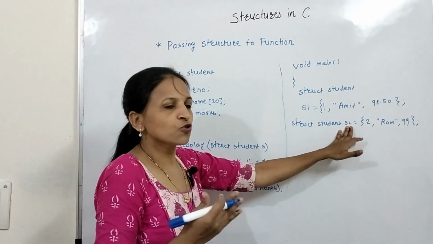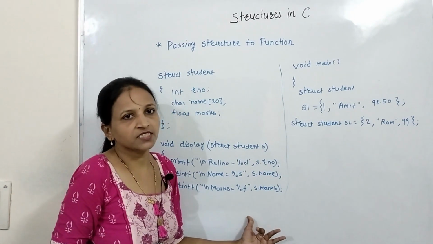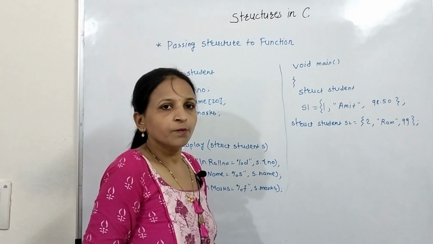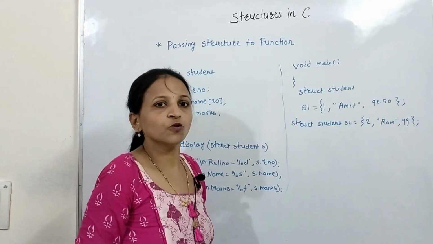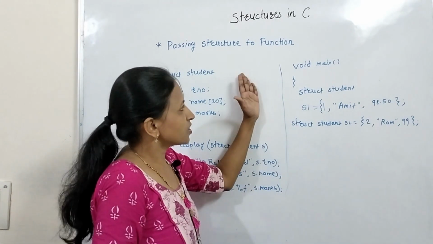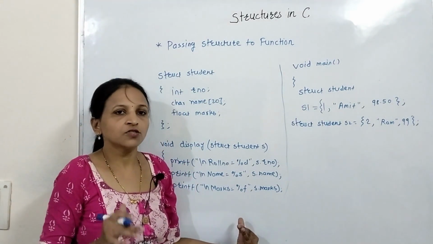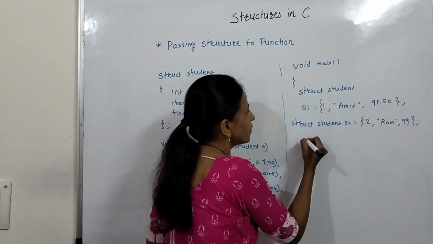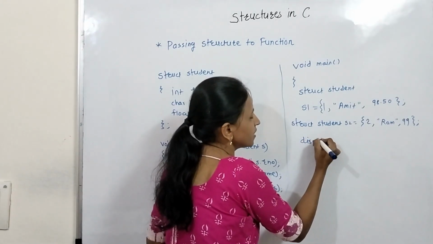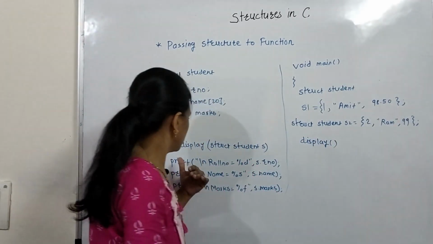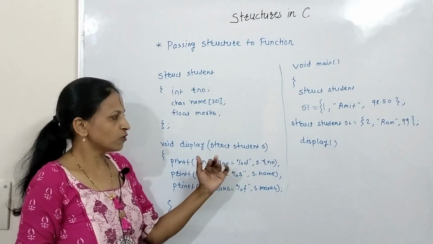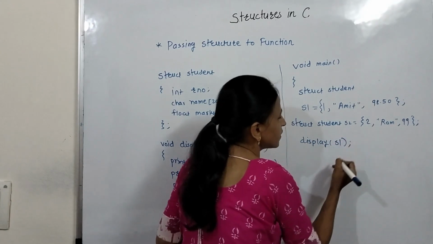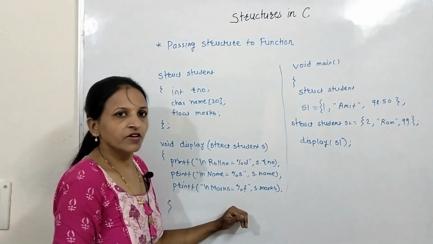S2 will get copied inside, and the data of that S2 will get displayed by this function. Just like a normal basic data type variable, we can also pass a variable of type structure to a function. This is only the concept. Now here, how to call that function: simple, the function name is display. This is not returning anything, that's why the return type is void, and here we have to pass one variable of that structure, like here S1. Now it will display whatever data of that S1 variable.